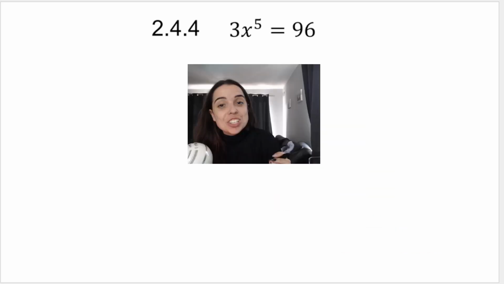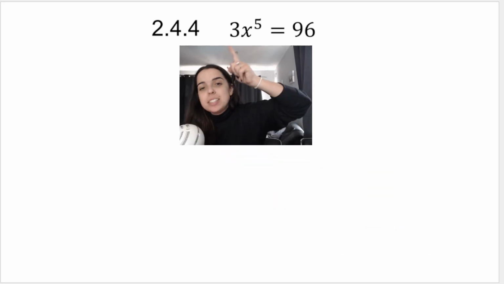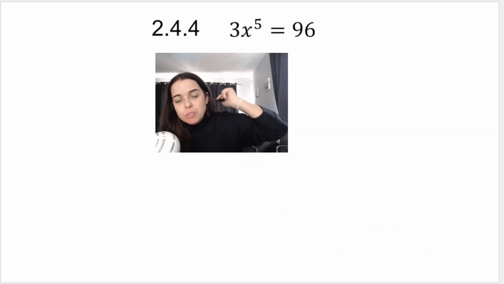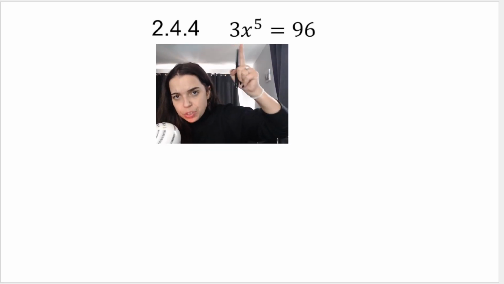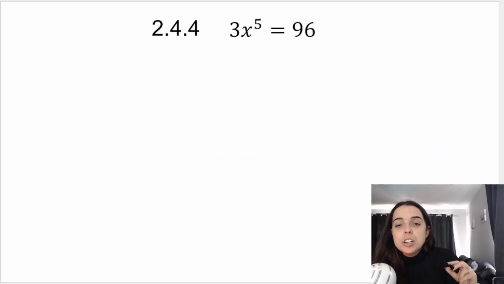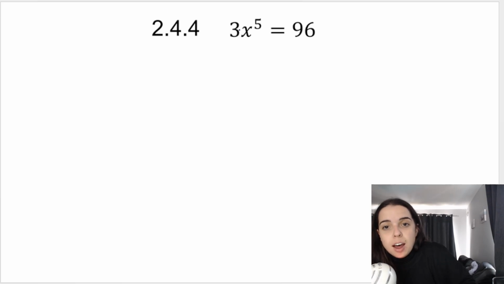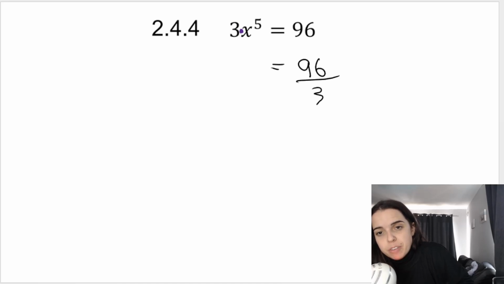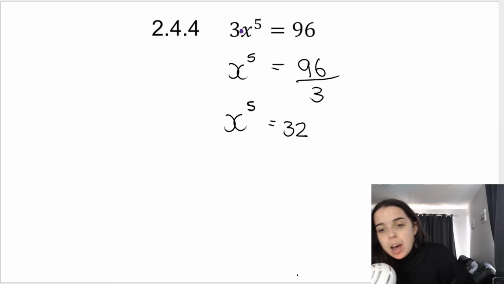2.4.4, last question, we're solving for x. This is x to the power of 5. But first things first, there's a 3 over here that I need to get rid of. So what you're going to do is, this is times 3. We're going to do the opposite of times 3, which is divide by 3. 96 divided by 3, and I hope you can do that. It's 32, x to the power of 5.